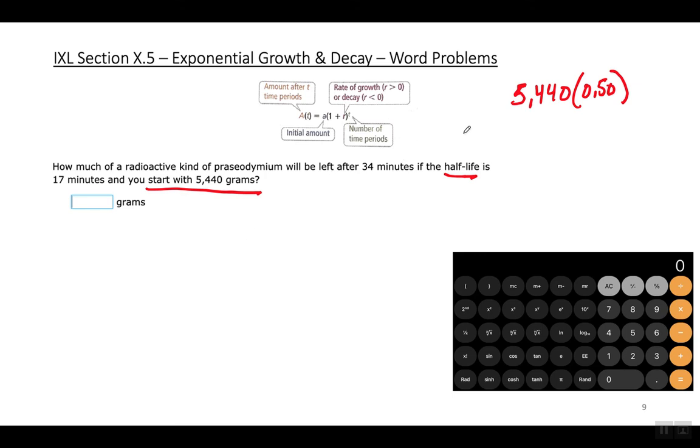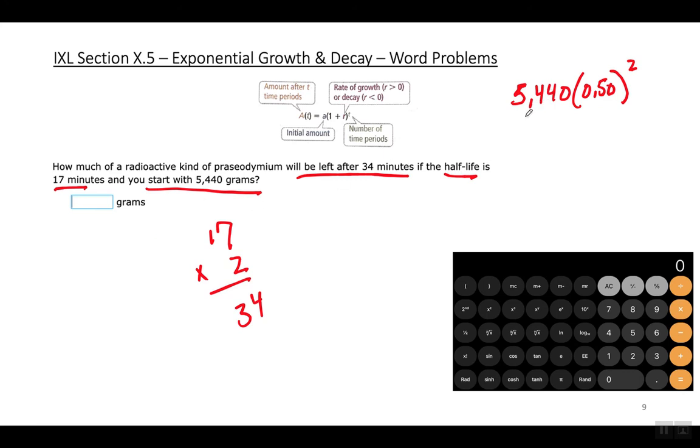Now I'm going to do it both ways. So look, they want to know how much is going to be left after 34 minutes if the half-life is 17 minutes. That means every 17 minutes, there's going to be half of it left. So 17 times what is 34? That's easy to figure out. 17 times 2 is 34. So that means that time period of 17 minutes occurs 2 times in 34 minutes.